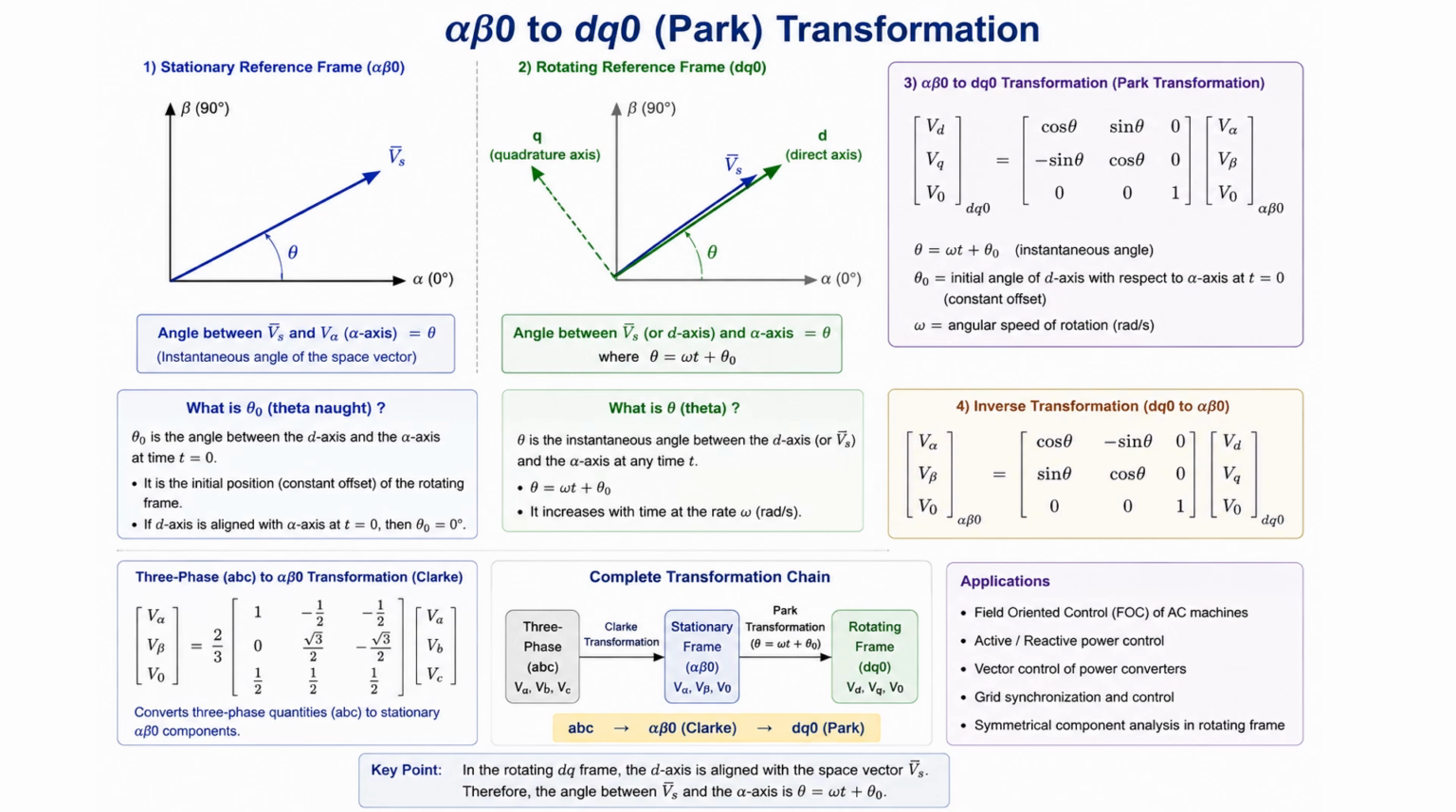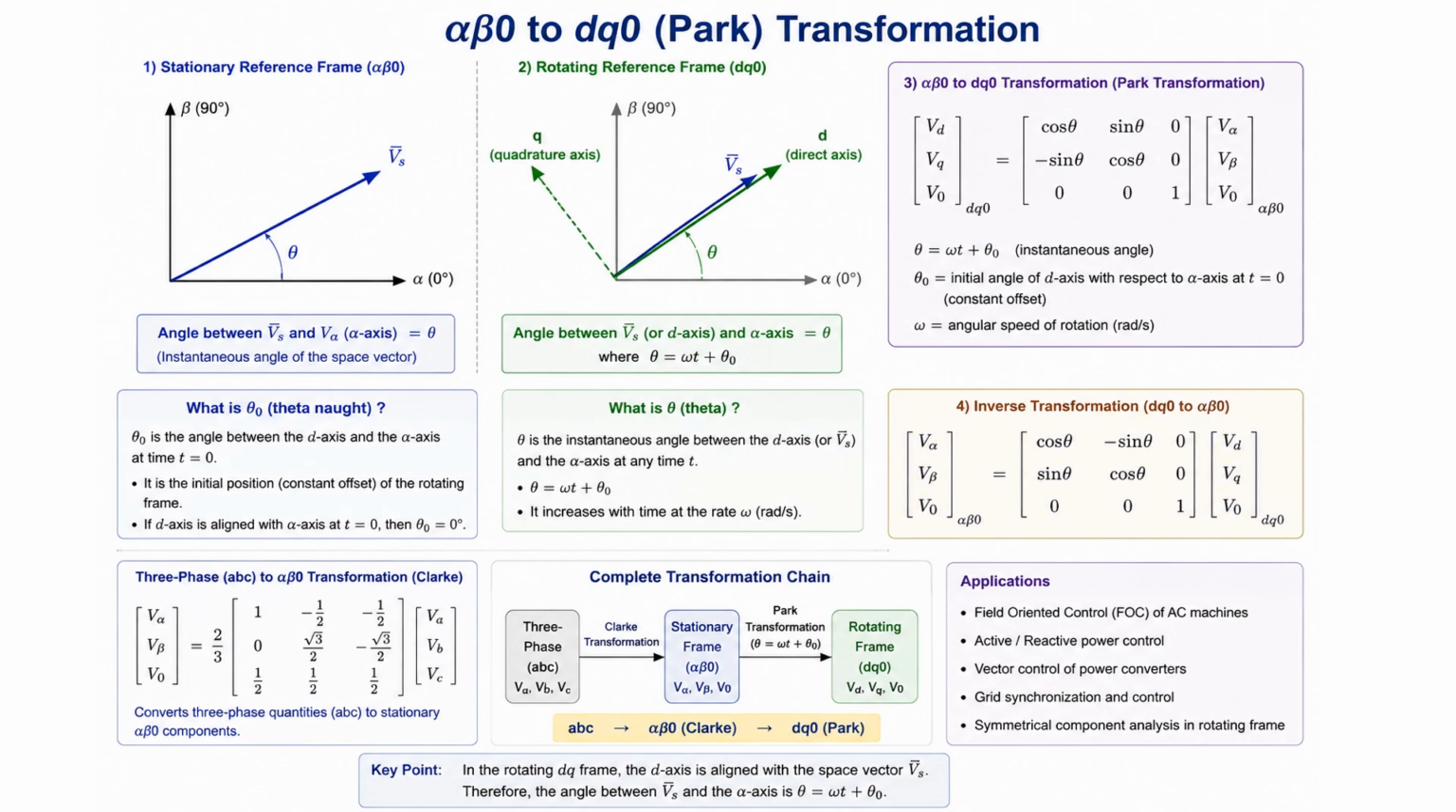So that is the thing about how to control the varying values, that is VAB, VBC, sinusoidally varying quantities, by using this DQ transformation.